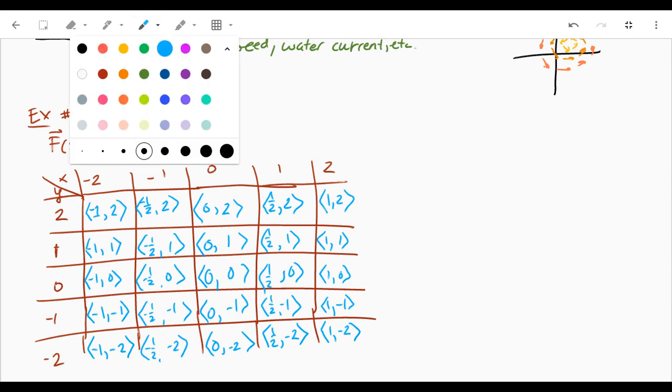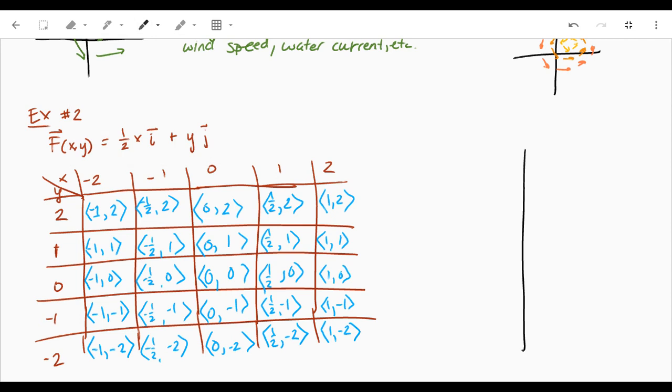Now I just have to actually sketch the vector field. So let's do this: 0, 1, 2, -1, -2. Okay, so I've got my points.